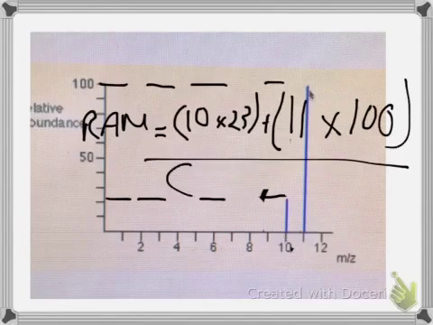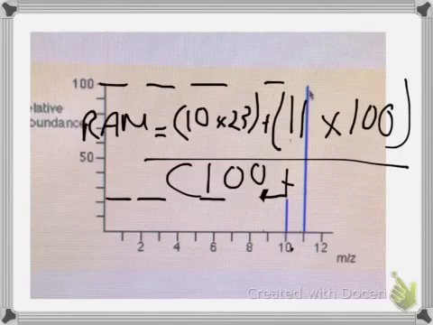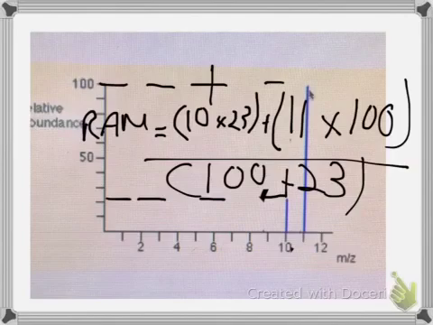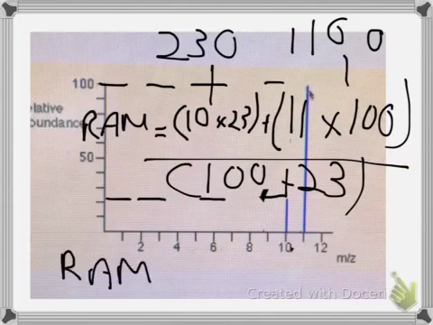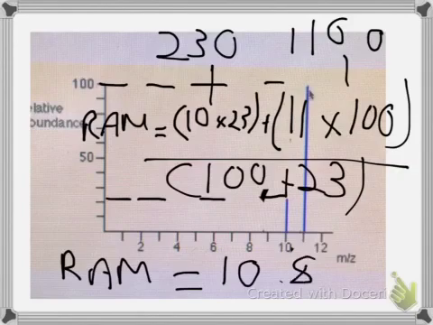divided by the total number of particles, which is 100 plus 23, the same as 123. That bit gives me an answer of 230. That bit gives me an answer of 1100. That gives a total of 1330. And 1330 divided by 123 is equal to 10.81. I'm going to leave it as 10.8 to 3 significant figures. So my relative atomic mass of boron is 10.8.